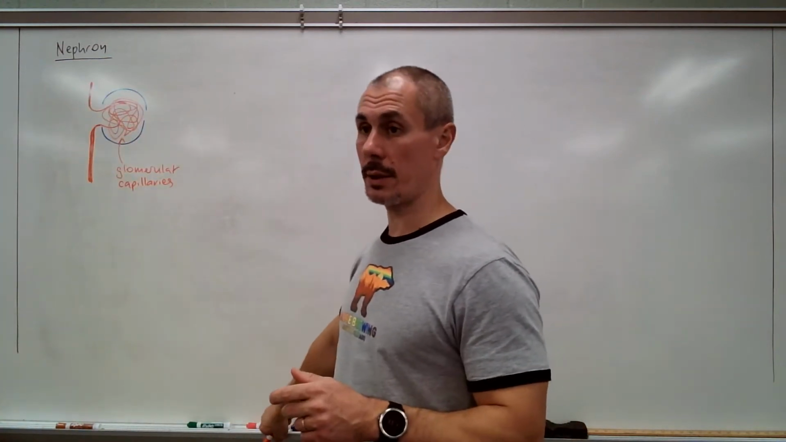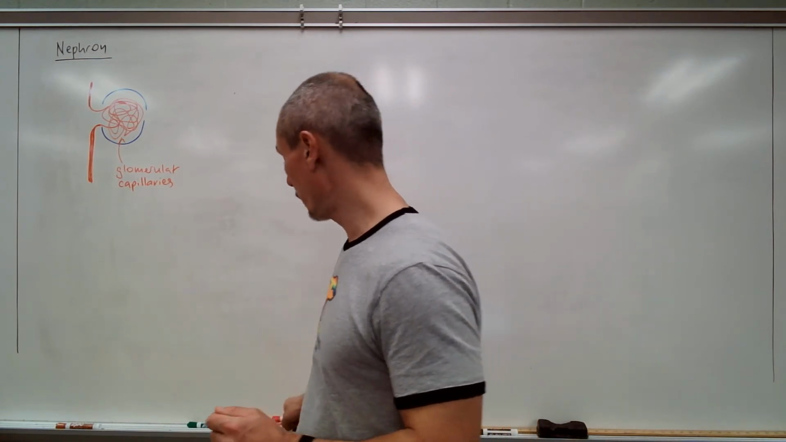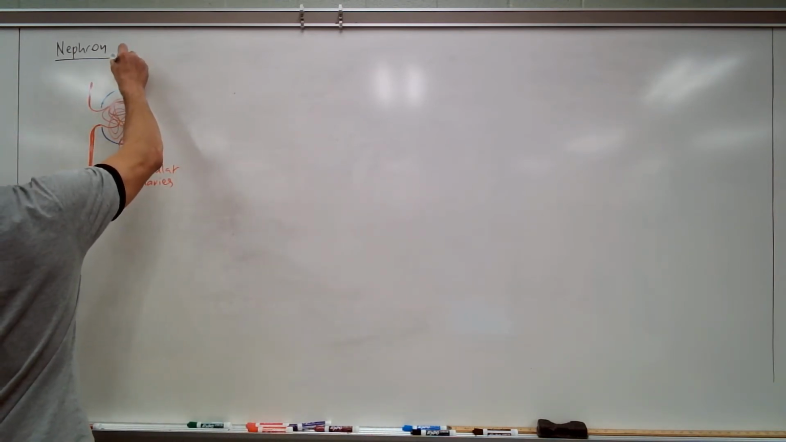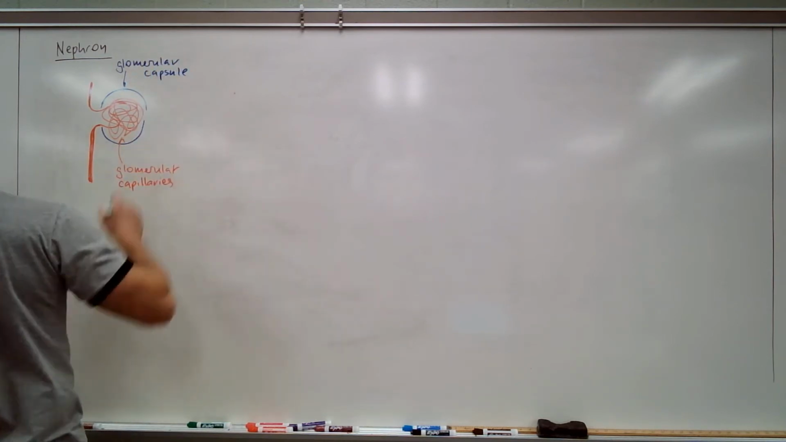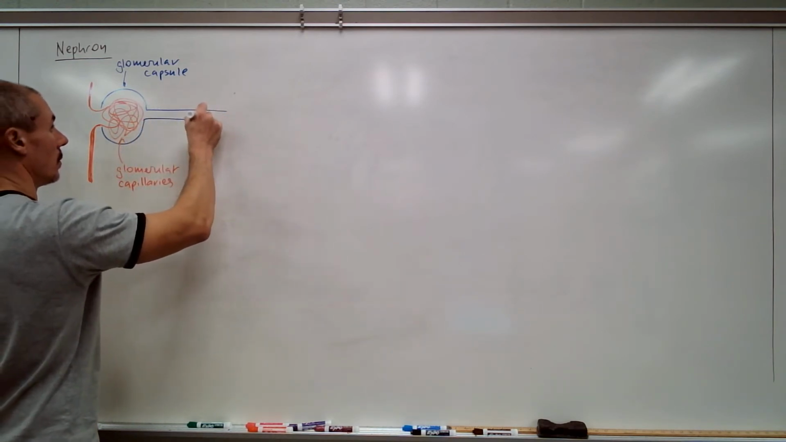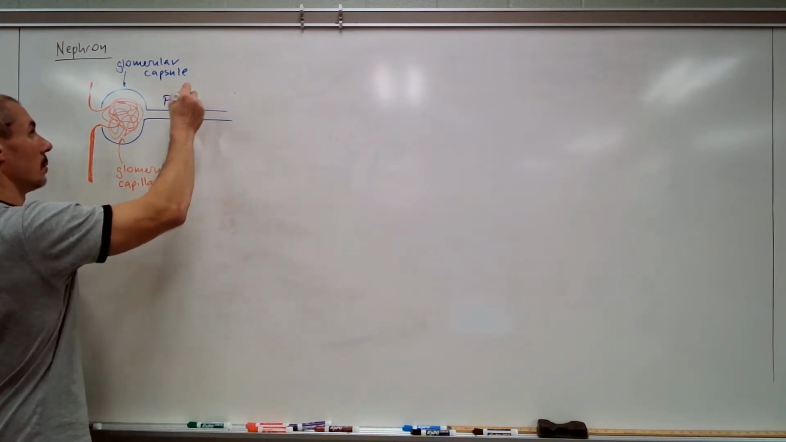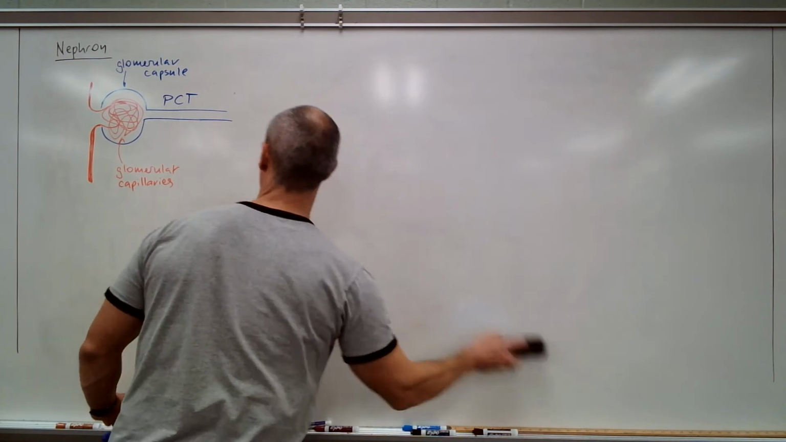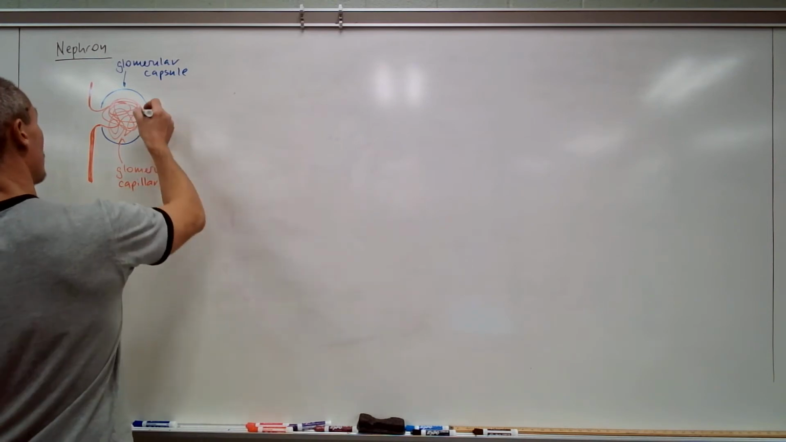These glomerular capillaries filter the blood and produce filtrate, which then enters the glomerular capsule, and from the glomerular capsule filtrate moves into the proximal convoluted tubule. From the proximal, actually I'm going to make it a different color to illustrate my point a bit later. So it drains into the proximal convoluted tubule.